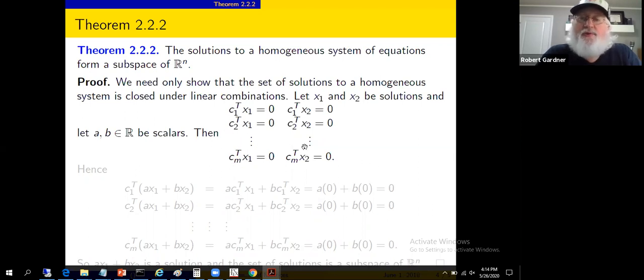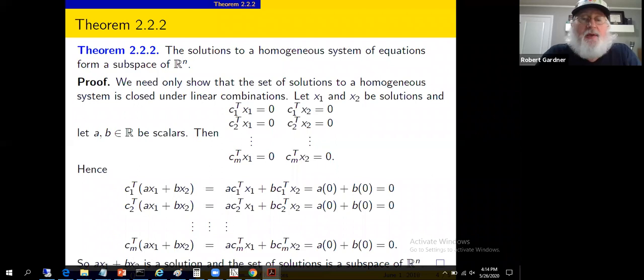Okay, so here's the two systems of equations written out with x1 plugged in for x and x2 plugged in for x. We said they're solutions to the homogeneous system, so we'll get the zeros out. All right. So if we take a linear combination, ax1 plus bx2, multiply on the left by c1 transpose, it's effectively a matrix product. Properties of matrices allow us to distribute and get scalars out front. There's your c1 transpose x1. Hey, c1 transpose x1 equals a scalar 0, so we'll get a 0 there.